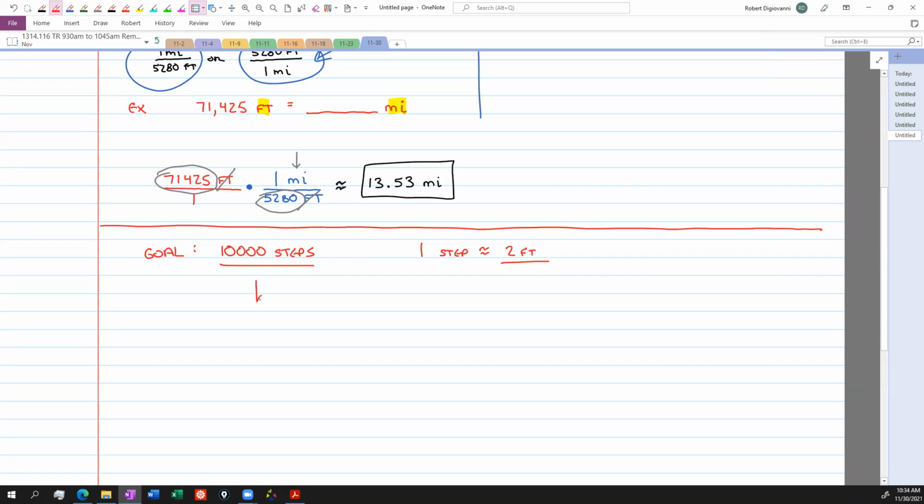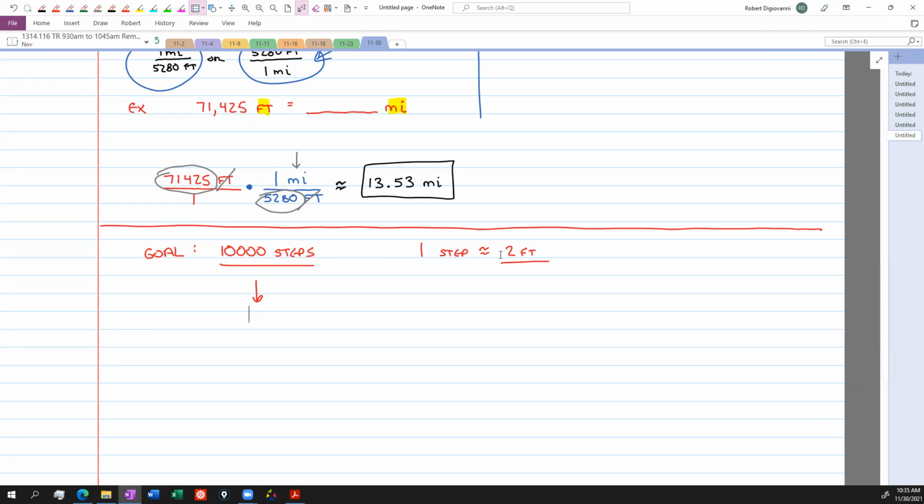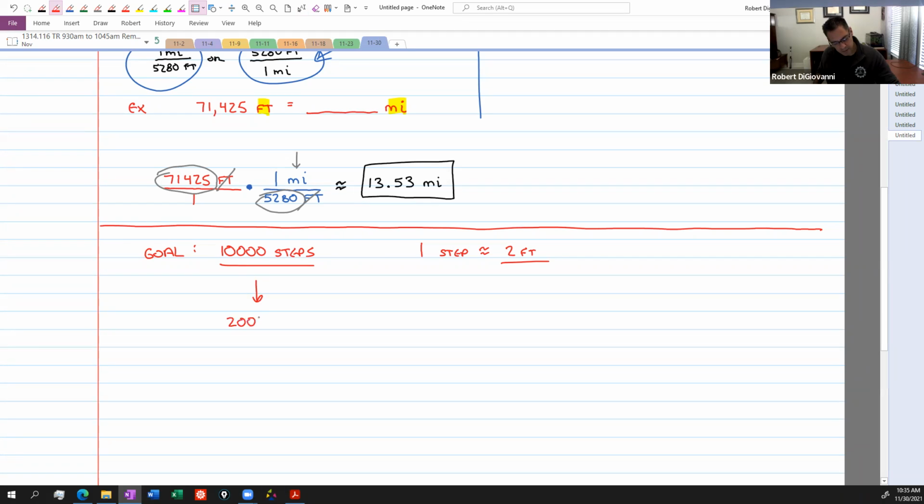5,000. Each step is 2 feet, right? Each step I take is 2 feet. And I want to do 10,000 multiplied by 2. So 20,000 feet. That's my goal. Do y'all understand? I'm trying to do about 20,000 feet a day walking.